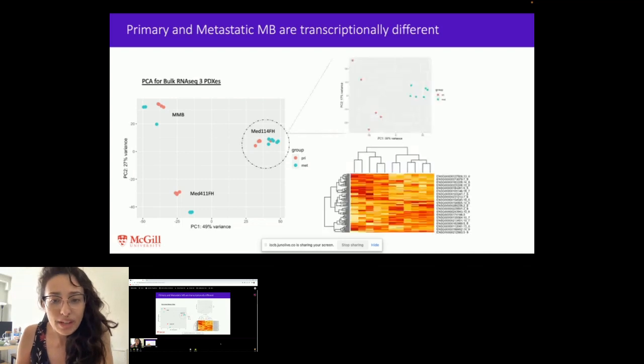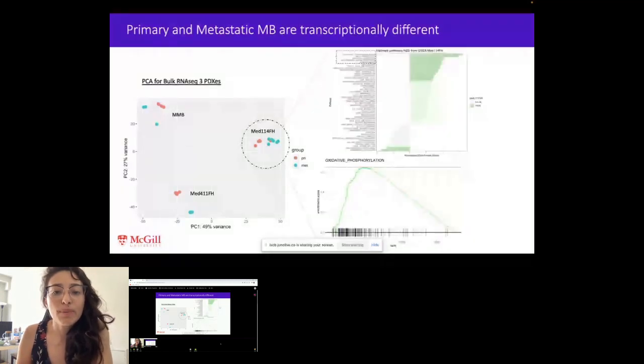And as you can see here, also in the PCA now by individual model and the heat map. We also did an enrichment plot to see which pathways are enriched in the metastatic, and we saw many pathways. For example, oxidative phosphorylation and protein secretion are the ones that take our attention the most.